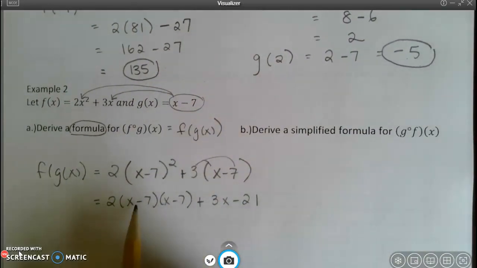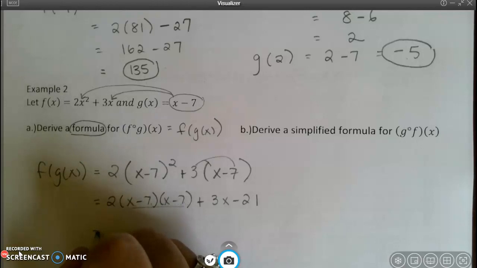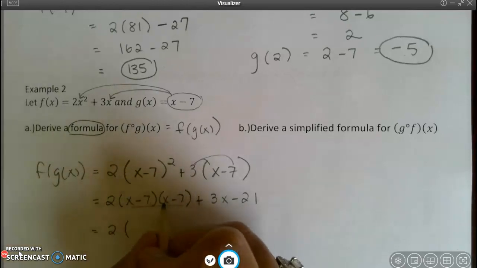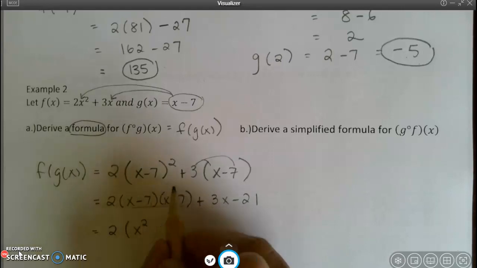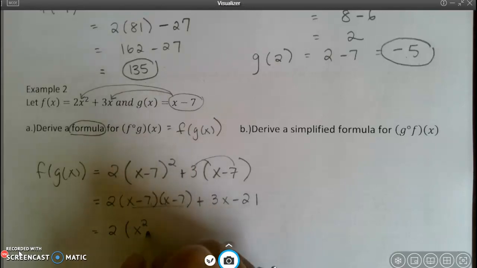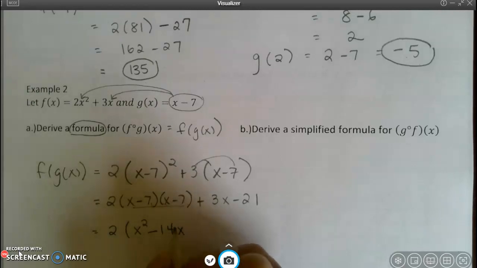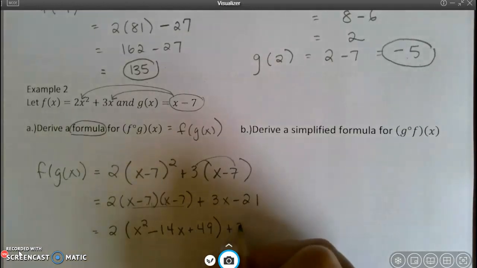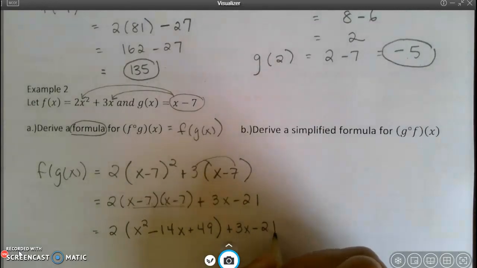Now, when I have two binomials, I'm going to go ahead and FOIL these. Remember, first, outers, inners, and last. So I get 2 times: the first term yields x squared. The outers and the inners can usually be combined. Negative 7x and negative 7x is negative 14x. Negative 7 times negative 7 is plus 49. Plus 3x minus 21.